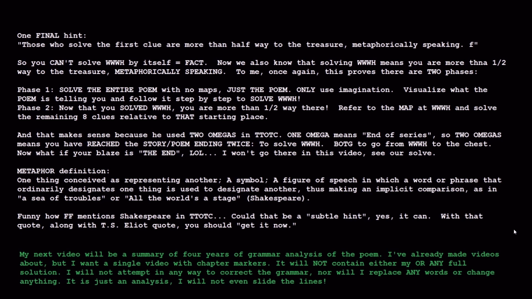So here's one final hint. This again reinforces the fact that you need to solve the poem first in order to figure out where to start. Again, think about T.S. Eliot, all the stuff I previously mentioned, arriving where we started, knowing it for the first time. Forrest Fenn said, those who solve the first clue are more than halfway to the treasure, metaphorically speaking. Now, we already know the first clue is begin it where warm waters halt, right? He said that, all right? So that's the first clue. It's not the beginning of the poem, but it's the first clue. And as you'll find out later, ignoring the first stanza is a major mistake because you're not going to know where to begin.